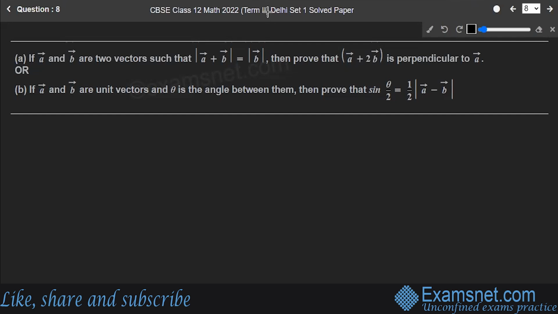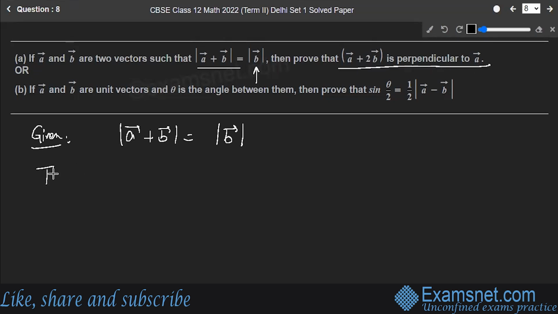I'll start with the A part. It says, if A and B are two vectors such that the magnitude of the sum of the two vectors is equal to the magnitude of B vector alone, you are given, let's write it, you are given that this is equal to this, and you have to prove that A vector plus 2B vector is perpendicular to A vector. Okay, let's go with the proof now.